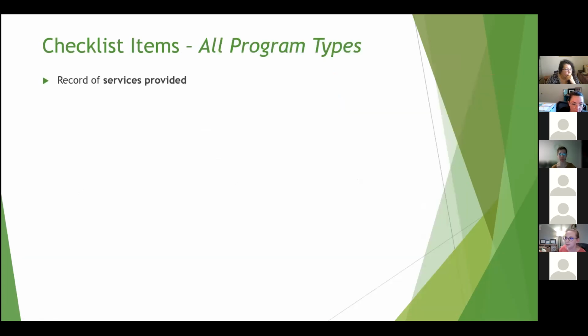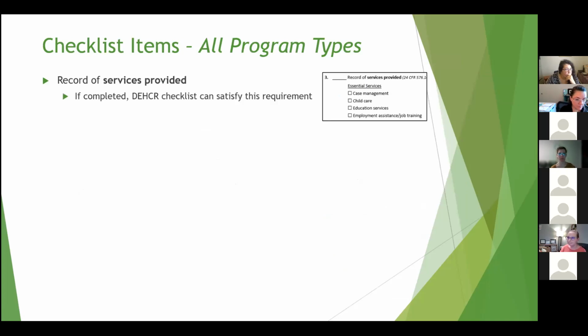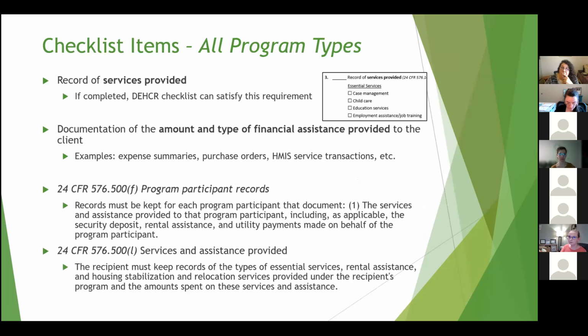All right, so one of the other items is a record of services provided. This one's kind of vague in the statute, so I tried to make it easy by putting it right on the checklist. When we're talking about services, we're not talking about super detailed. This is just, in general, what was provided.